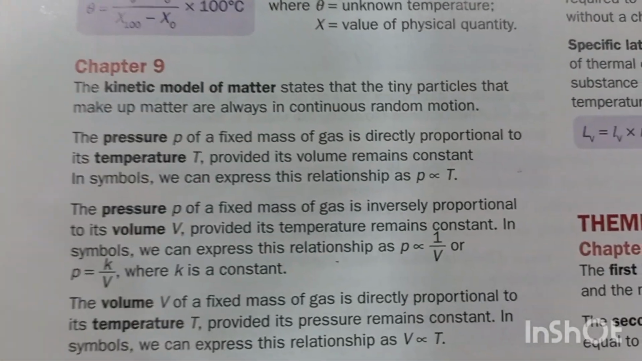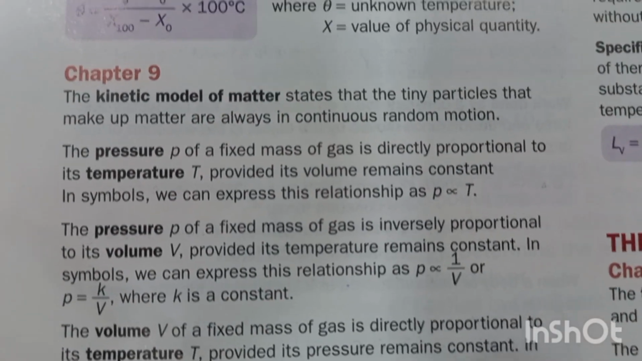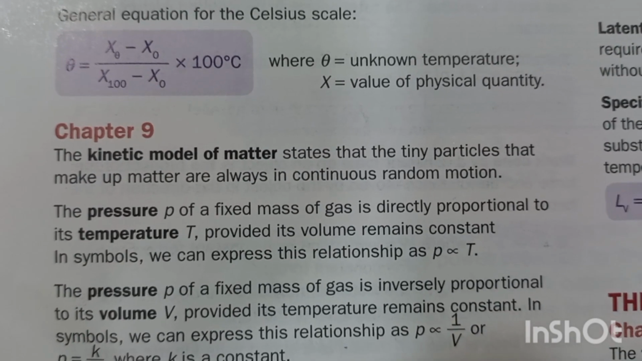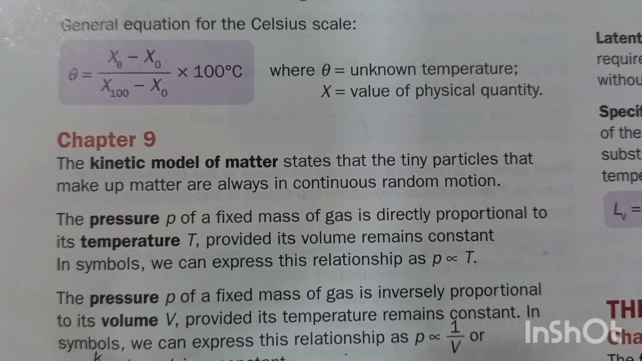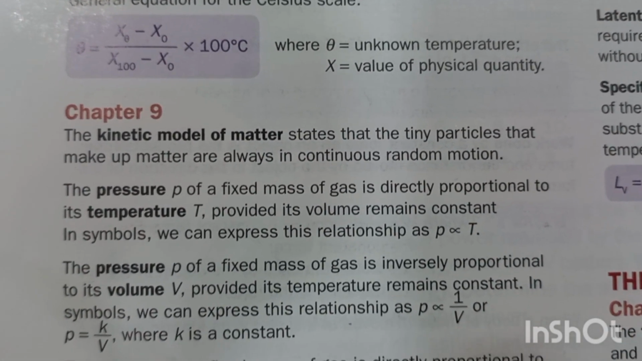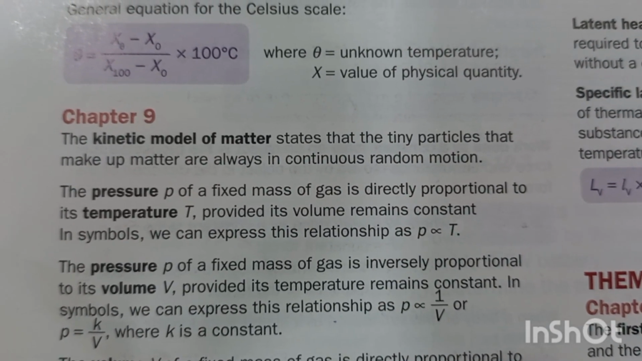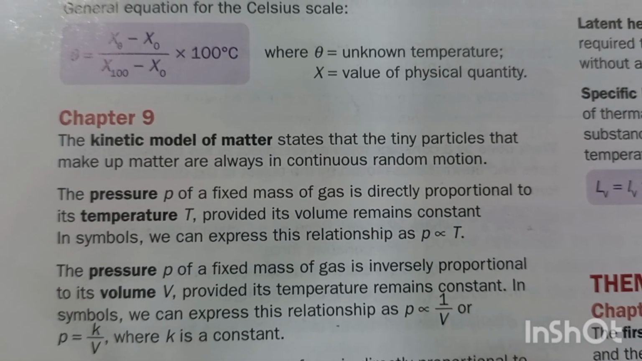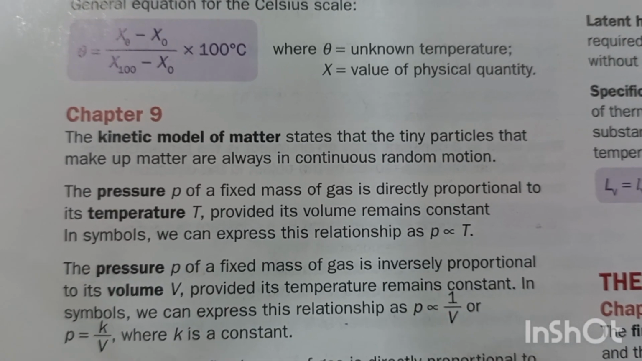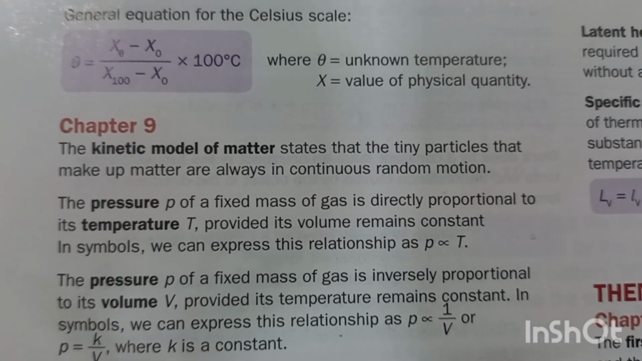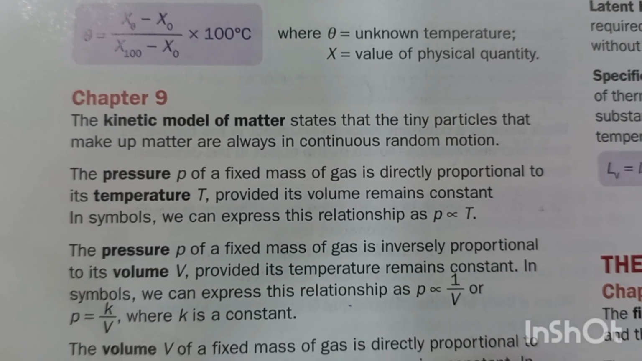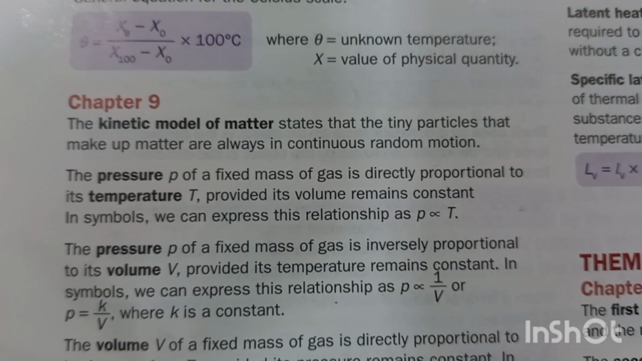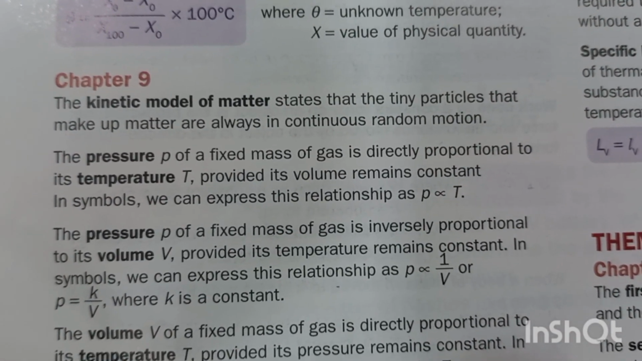Chapter number 9. The kinetic model of matter states that the tiny particles that make up matter are always in continuous random motion. The pressure P of a fixed mass of gas is directly proportional to its temperature T, provided its volume remains constant. In symbols, P ∝ T.